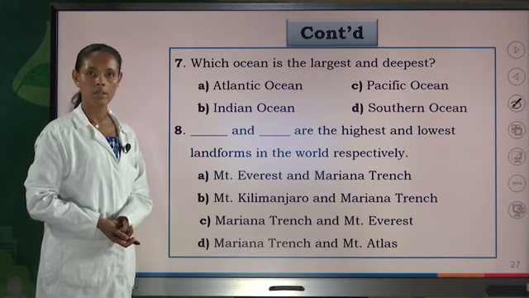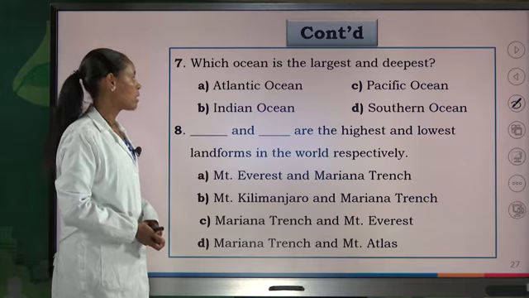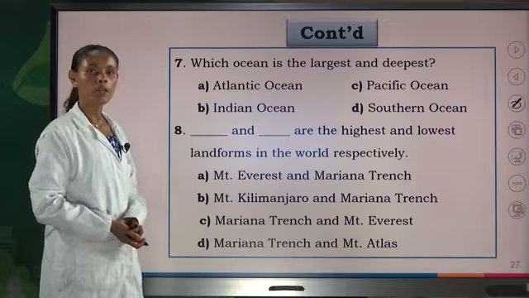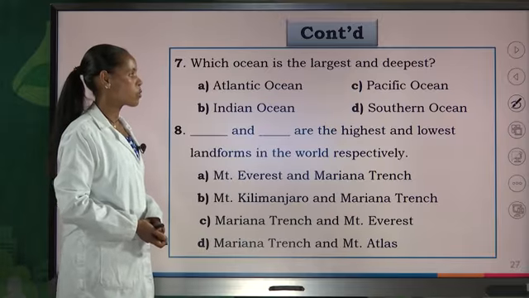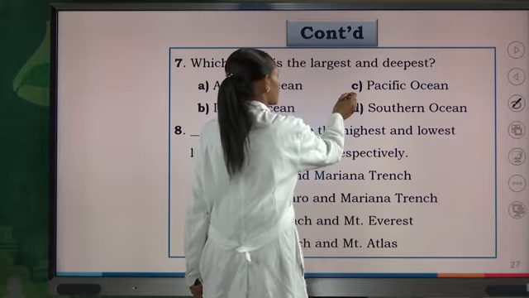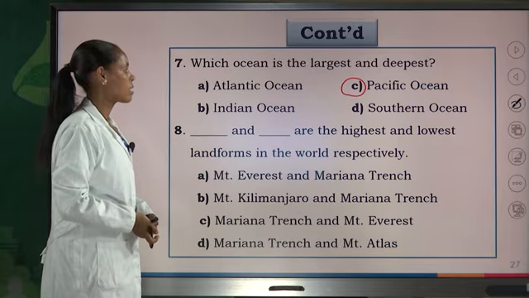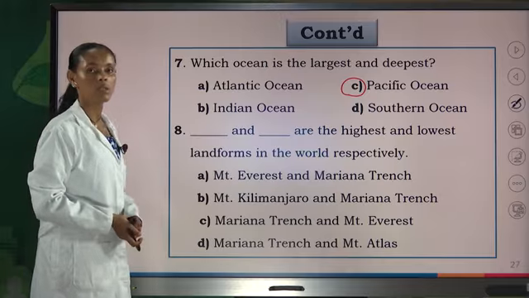Question number 7. Which ocean is the largest and deepest? A. Atlantic Ocean, B. Indian Ocean, C. Pacific Ocean, D. Southern Ocean. The correct answer is choice C. Pacific Ocean is the largest and deepest ocean in the world.